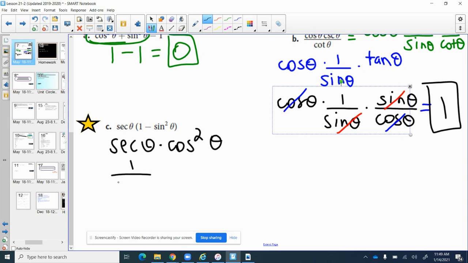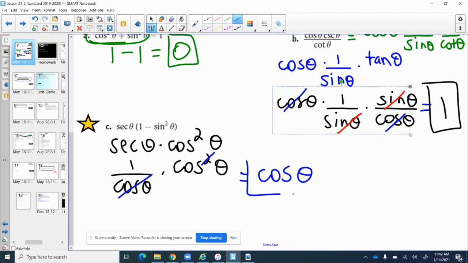And then 1 over cosine theta times the cosine squared. If we write it as a reciprocal, we see that one of the cosines in the numerator can cancel with that cosine in the denominator, and we're just left with 1 times cosine, which is cosine. So that is as simplified as that expression will get.